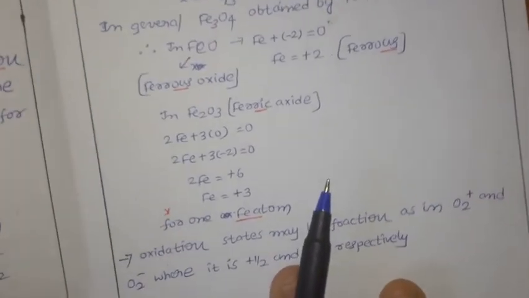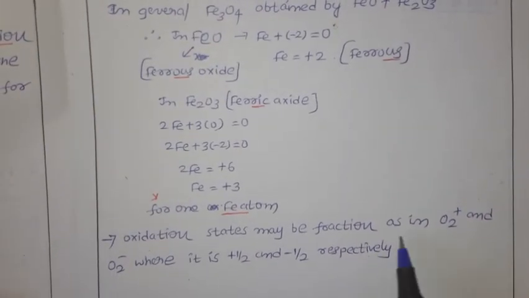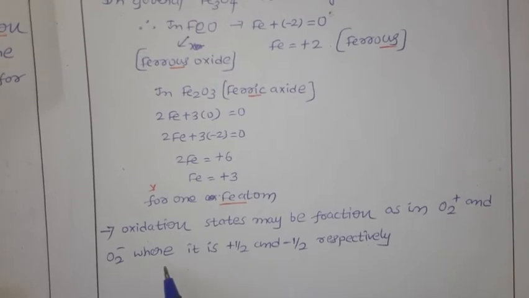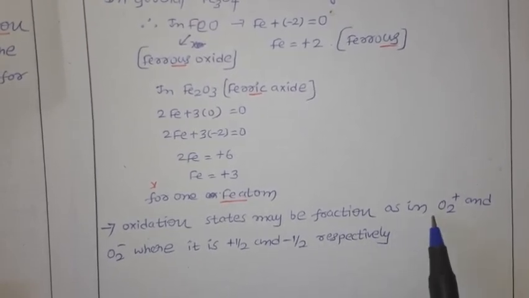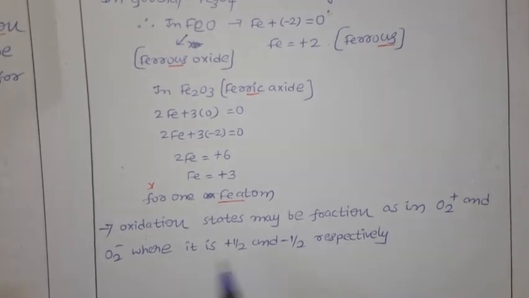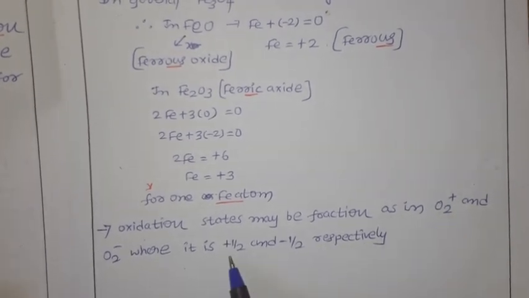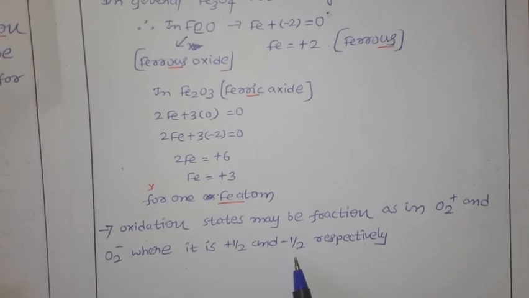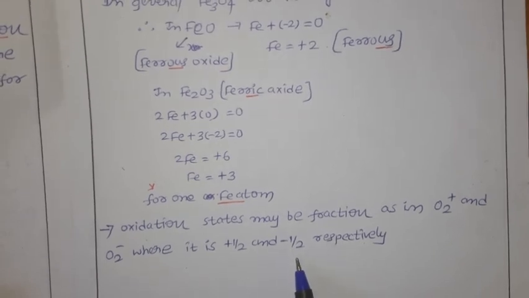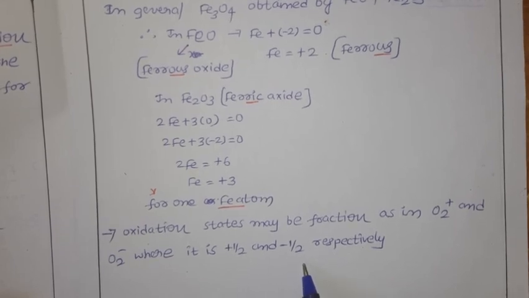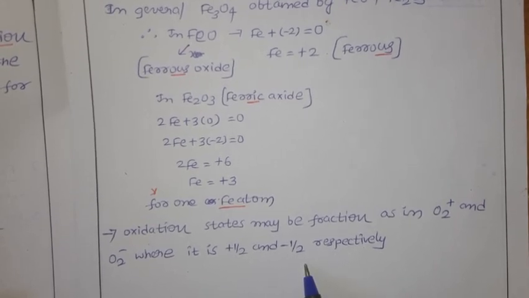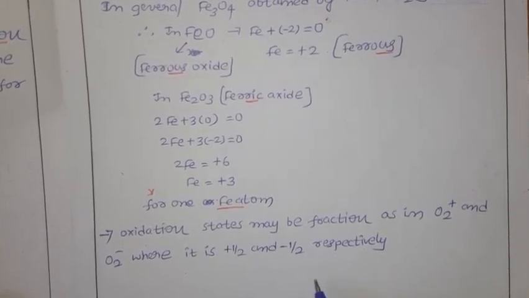Next, if you see, oxidation state may be a fraction, as in O2 plus and O2 minus, where it is plus half and minus half respectively. Here in case of O2 plus and O2 minus, we have the oxidation numbers plus 1 by 2 and minus 1 by 2 respectively. This is about the fractional oxidation number. Simply, what I want to convey is, if there is a fraction, it indicates the average oxidation number.